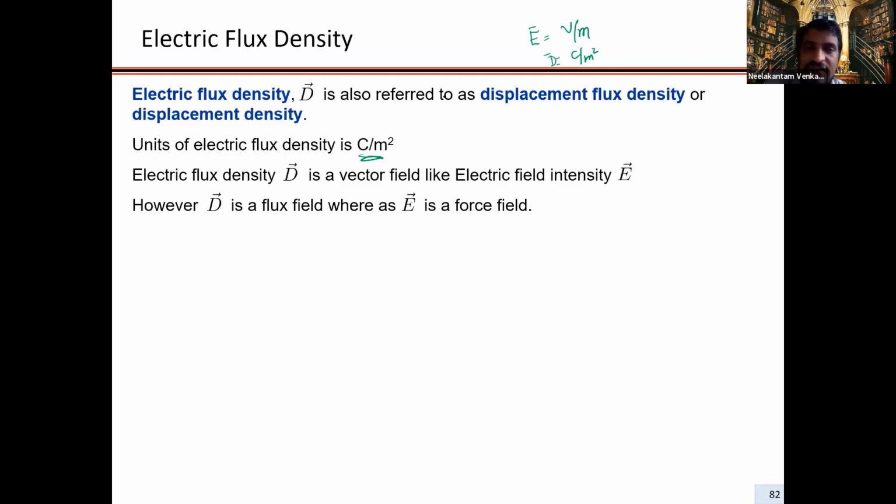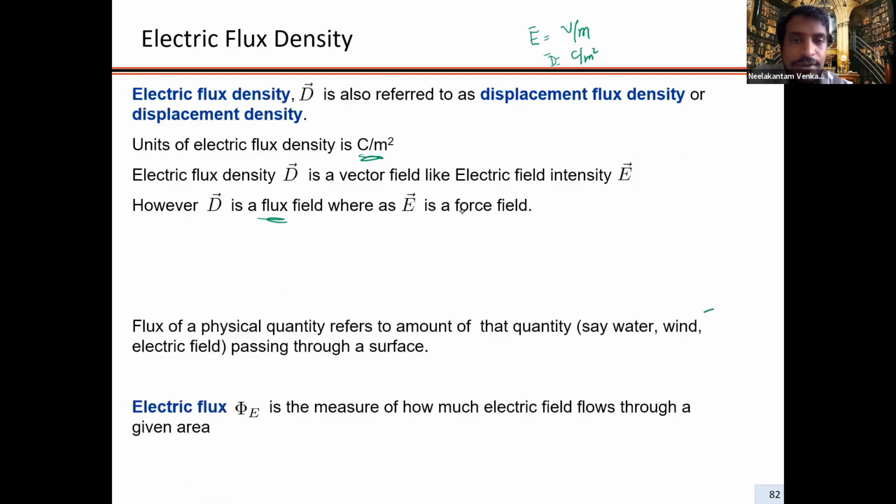And when you say electric flux, it's again a vector field. Just like how electric field can have an x component, a y component, and a z component, similarly your D can have Dx, Dy, Dz. However, the difference is D is a flux and electric field is a force field, the force experienced by a unit positive charge. So what do we mean by flux field now?